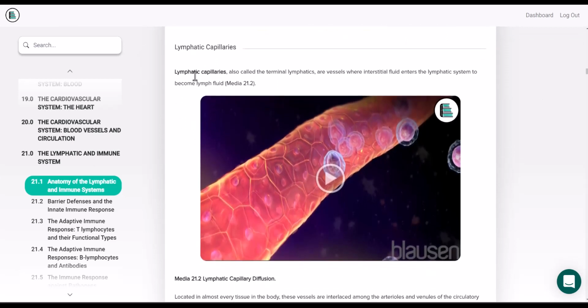So these lymphatic capillaries, again, picture them as very, very small vessels. They may also be called terminal lymphatics. These are one-way vessels. Whereas capillaries have incoming and outgoing flow, the lymphatic vessels pick up the fluid and it has nowhere to go but back toward the heart through the lymphatic circulation.